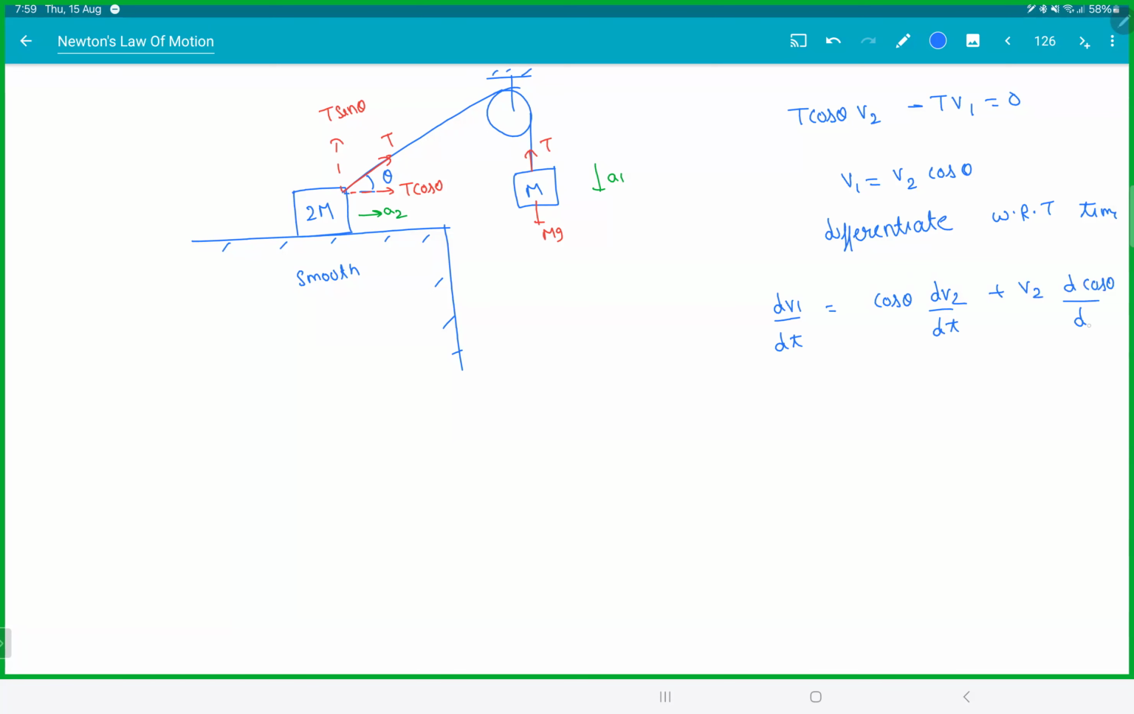But luckily, you are asking at the initial instant. V2 is 0 initially. So even if you have not realized this, luckily you would have got an answer. So this would be A1 is equal to A2 cos theta. Both the blocks do not have the same acceleration.